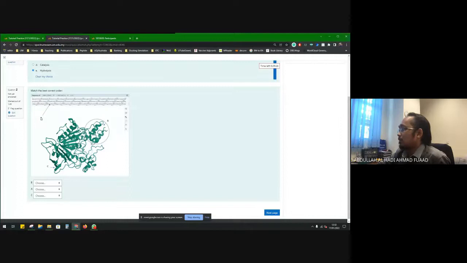You can see there's three options that you need to choose, A, B, and C. A is pointing to a single letter code of amino acids for the whole protein. Therefore, A is a primary structure. And if you are confused between B and C, because the option is only there once, primary structure has been used for A.